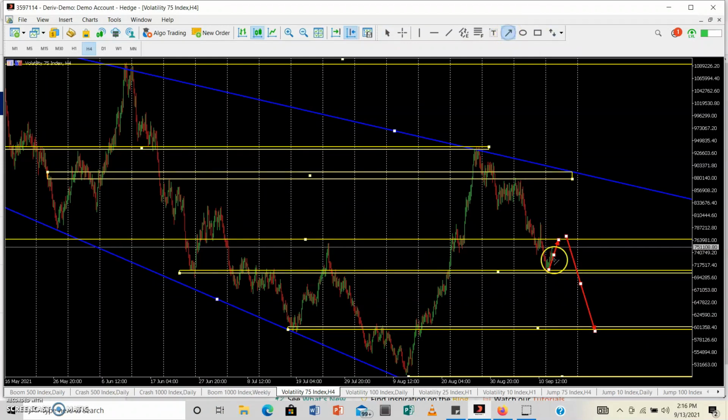Or we can even push harder and go up to something like this level, but still we have to come back down to respect our downtrend. Okay, so that will be my analysis for V75. I'm not going to go deeper, but I'll go deeper in the next video that is going to pop up, and I'll explain further what to do with this.